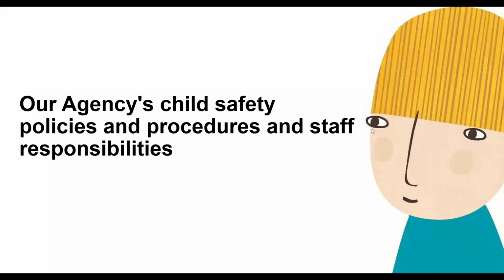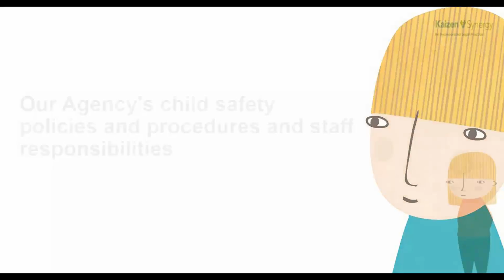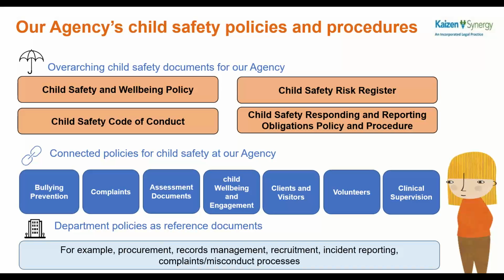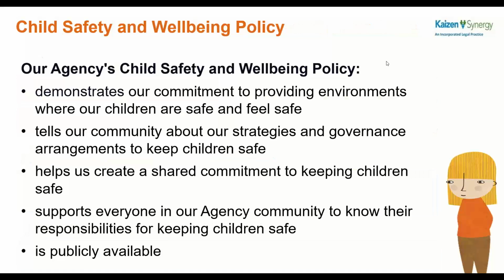Now, how your agency meets these requirements is around the policies and procedures and also through staff responsibilities. Your agency has a number of policies covering the child safety and wellbeing policy, the Child Safety Risk Register, which we'll show you, the Child Safety Code of Conduct, and child safety responding and reporting obligations through your policies and procedures. Now, these policies are based on department documents. So we have taken guidance from the relevant department in terms of what your agency does need to meet, and these are updated and reviewed from time to time.